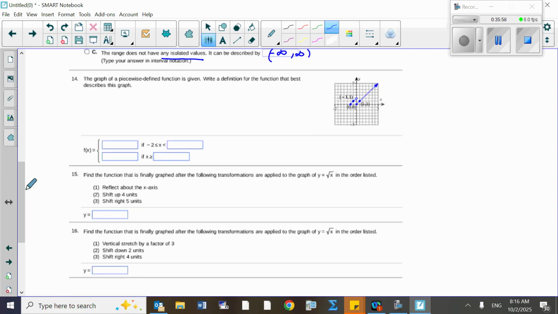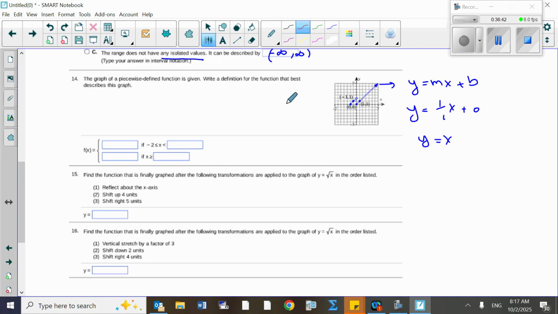Okay, next one. We have the graph of a piecewise function and we want to write the equation for that. So let's look at this one. You know that this is a linear function, so the equation should be y equal to mx plus b. What is m? That's the slope of the function. So that's rise over run. What is rise over run here? As you see, from 0 and 0, we have moved to 1 and 1. So that means rise over run is 1 over 1. And what is the b? That's the y-intercept, and that's at 0 and 0. So the equation is y equal to x. So this is for this function.